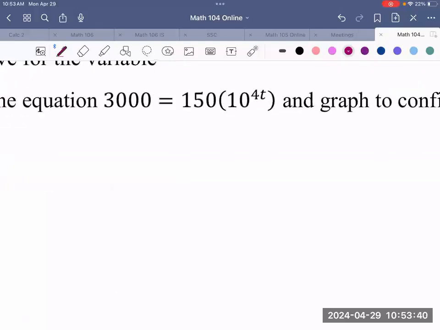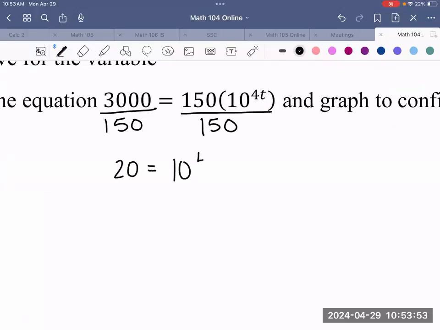So let's go ahead and divide that out. 150 by 150. So then we get 20 is equal to 10 to the 4t. Okay.